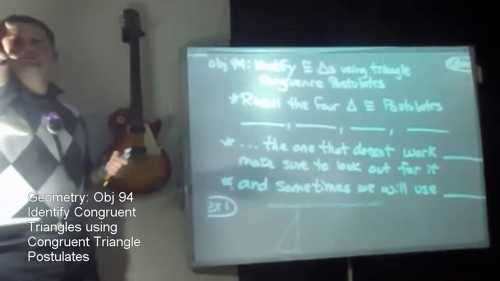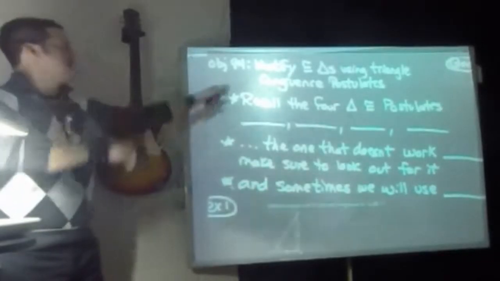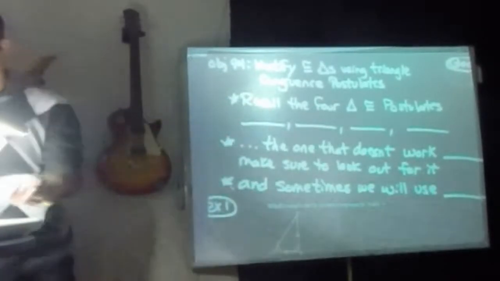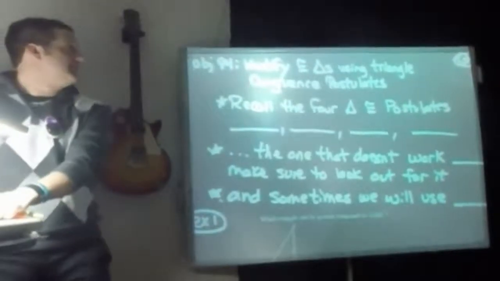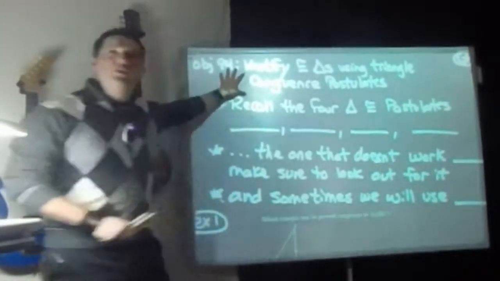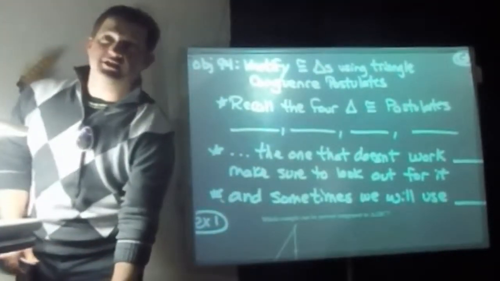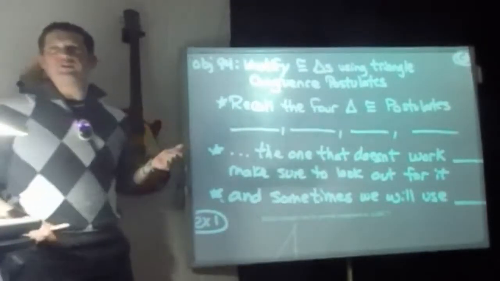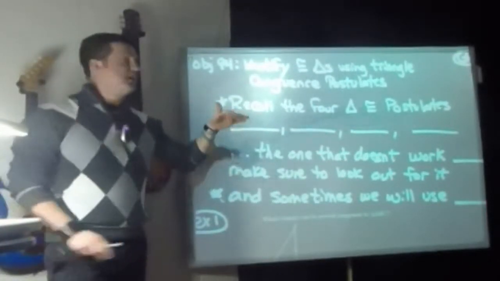Yeah, can you teach us Objective 94? I think I can. Let's go ahead and get started. Okay, here we go. Objective 94. I think 94 is easier. Now we are starting to get the hang of all these three letters, A's and S's.